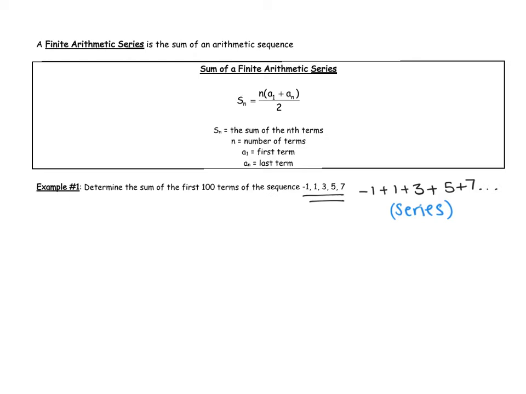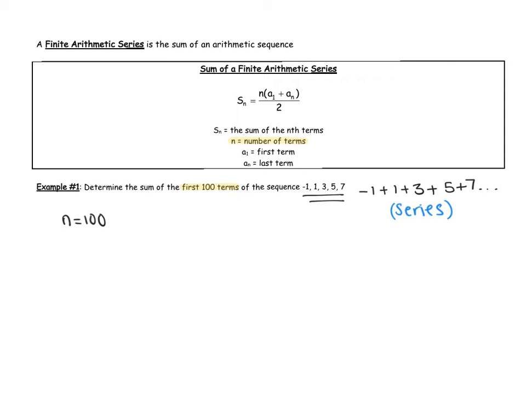So the first thing that you want to analyze is in the problem, it says they want to find the sum of the first 100 terms. And if you look over here in the formula, n is the number of terms. So in this particular problem, we have that the number of terms, n, is going to be 100. And they give you this sequence.